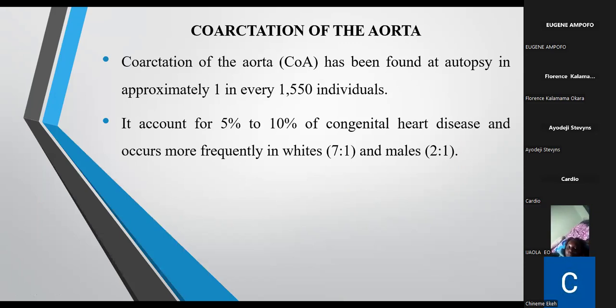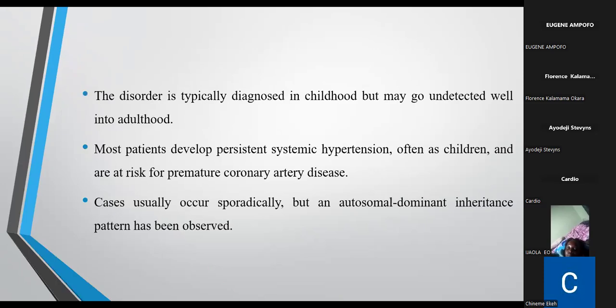And then this is the coarctation of aorta. It is said to be found in 1 in every 1,550 individuals. It accounts for 5 to 10 percent of congenital heart disease. It's commoner in whites, and males are more affected, ratio 2 to 1. And the disorder is typically diagnosed in childhood, but may go undetected well into adulthood.